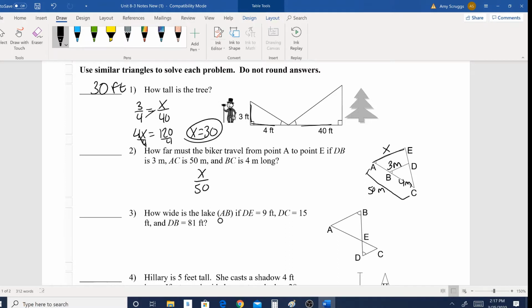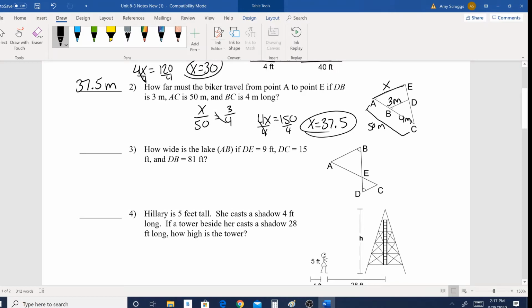I'm going to say x is to 50 is equal to 3 over 4, and then I'm going to cross multiply and see what I get here. So 150 divided by 4 gives us approximately 37.5, and that's in meters, 37.5 meters.